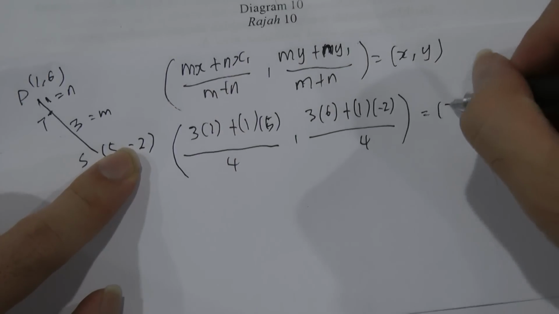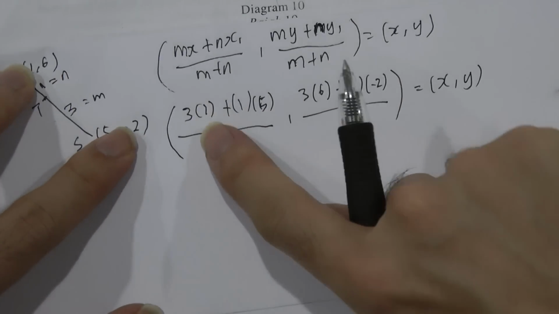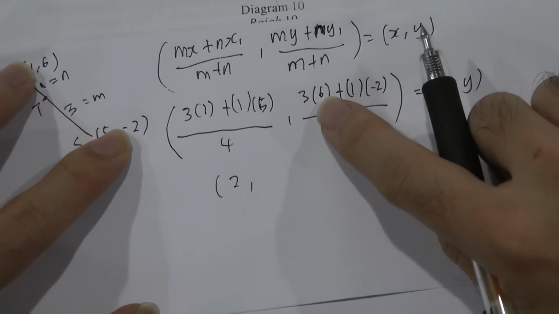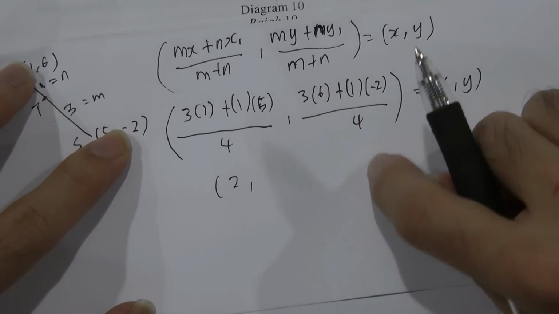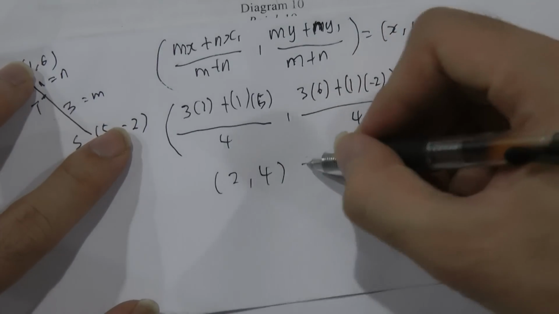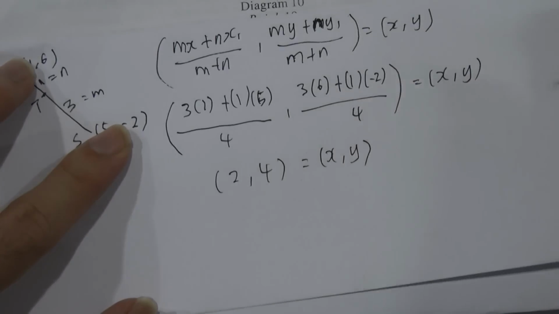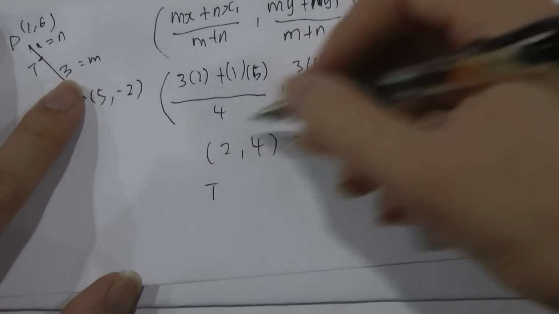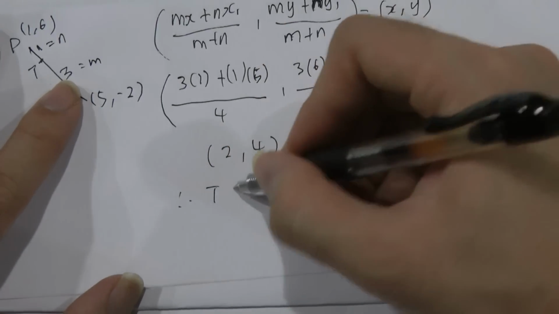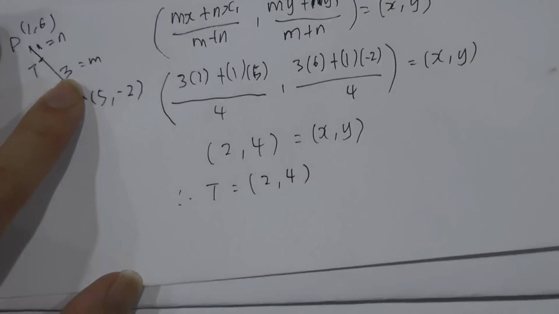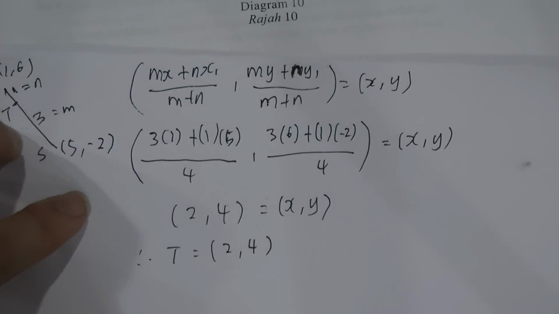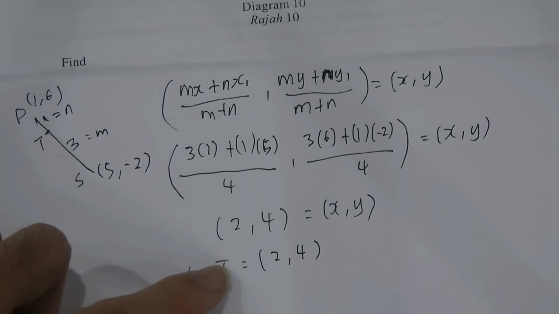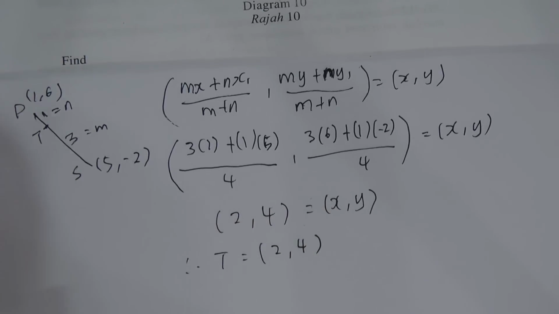Coordinate T is equal to (x, y). And I just solve this one. 3 plus 5 we got 8, 8 divided by 4 we got 2. This one, 18 minus 2 is 16, 16 divided by 4 we got 4. So from here we know coordinate T: x is equal to 2, y equal to 4. So coordinate T is equal to (2, 4). That's all. You got another 3 marks. As long as you understand this formula, you understand the ratio, you understand the coordinates, you can easily get another 3 marks.